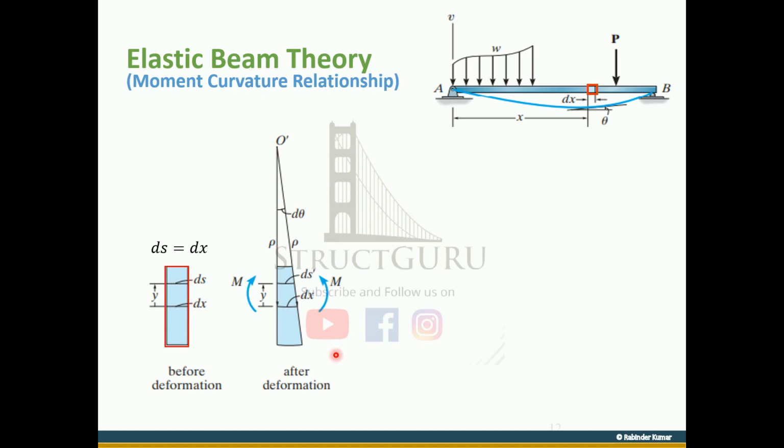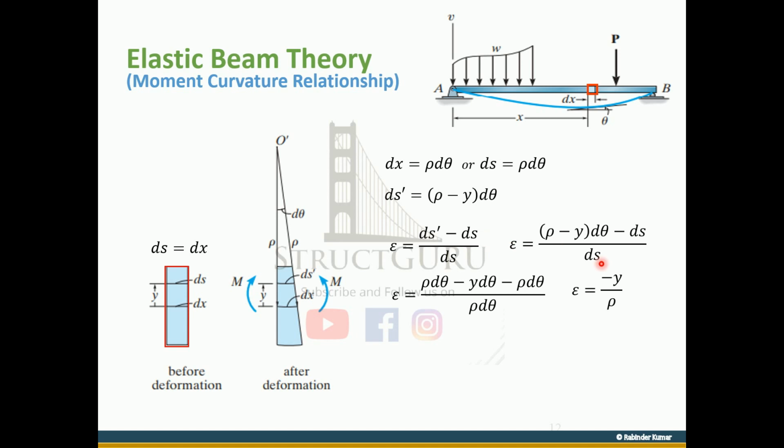In order to find the length of ds, before deformation it is equal to dx, but after deformation, in order to find dx, we can apply the formula rho times d theta. Since dx is equal to ds, ds will also be equal to rho d theta. In order to find ds dash, the deformed fiber length, we can write rho minus y multiplied by d theta. And in order to find the strain, that means the change in length per unit length, by putting these two values in this expression, strain will be equal to minus y over rho.